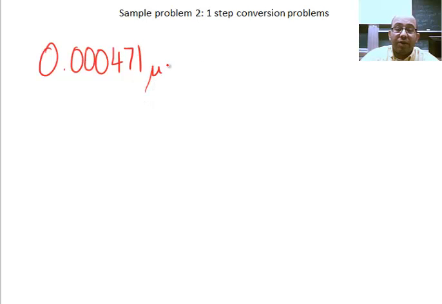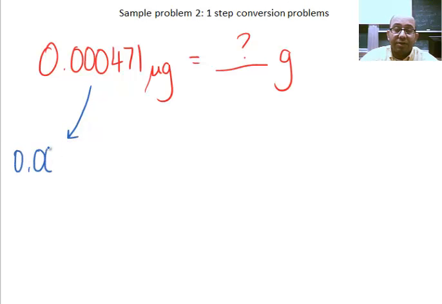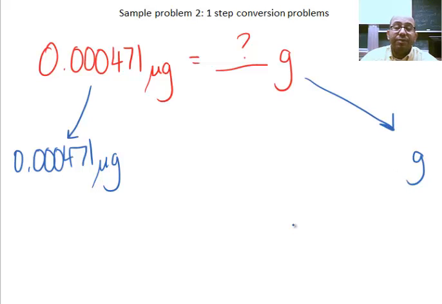0.000471 microgram. Again, microgram has that little tail on it. It looks like a U. It has a tail on it. How many grams is that? So we put our given on the left side, 0.000471 micrograms. We put our answer on the right side in grams.